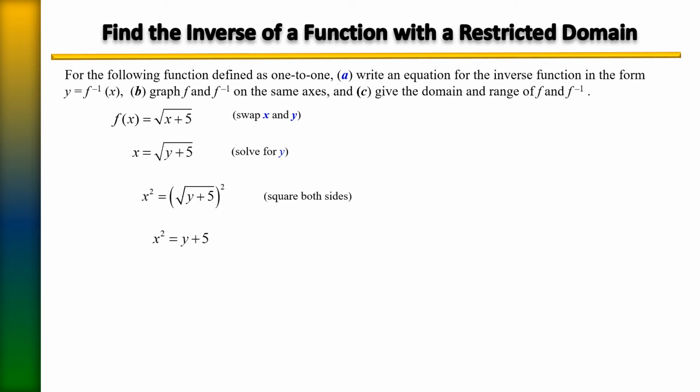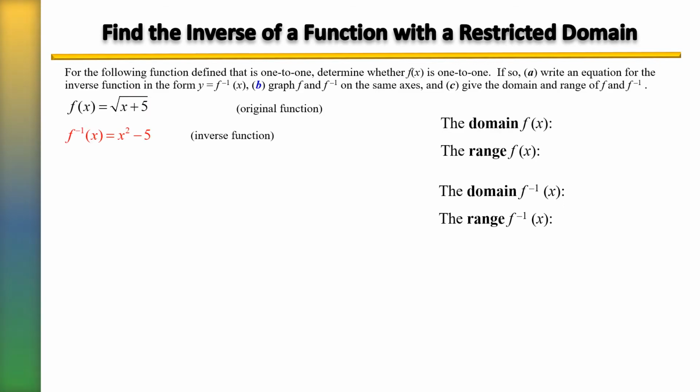The last step to solving for y is to subtract 5 from each side. And then the last step in finding the inverse is to remove y and replace it with f inverse of x. When we do so, we now have the inverse of the function. So we started out with an original given function, and we ended with the inverse of the function. Okay, let's finish this problem up.